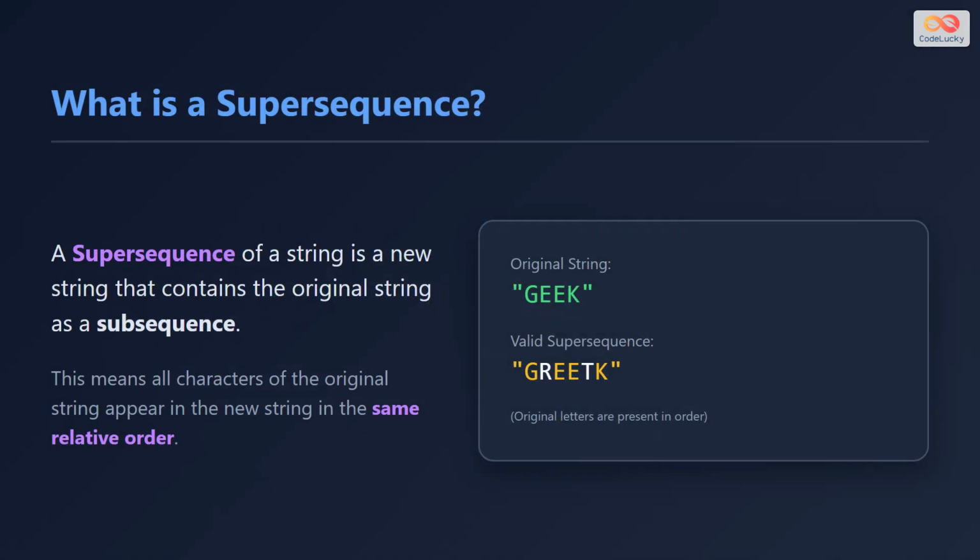Before we solve the problem, let's understand the terminology. A supersequence of a string is simply a new string that contains the original string as a subsequence. This means all the characters of the original string must appear in the new one in the exact same relative order. Interleaving is allowed, but reordering is not.